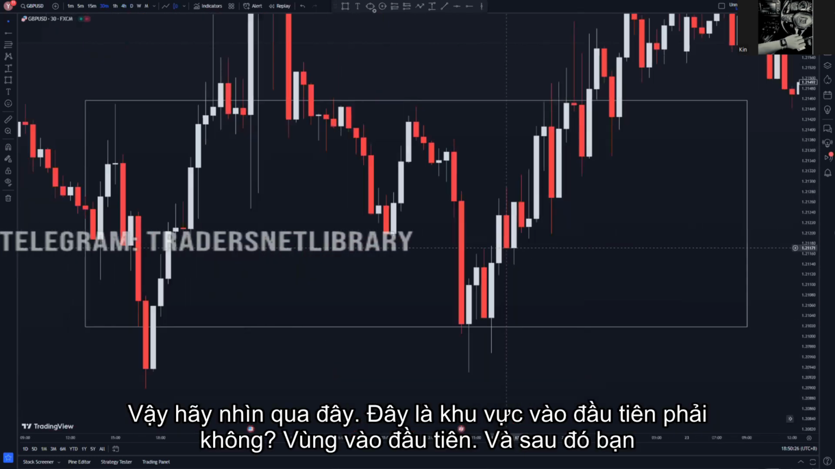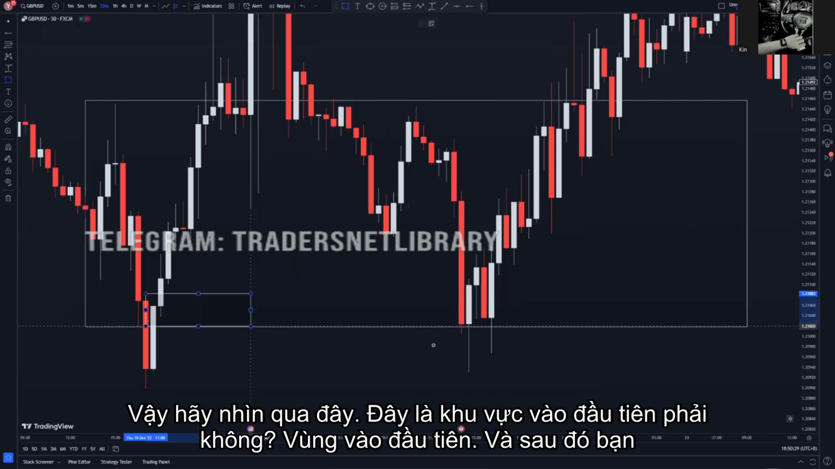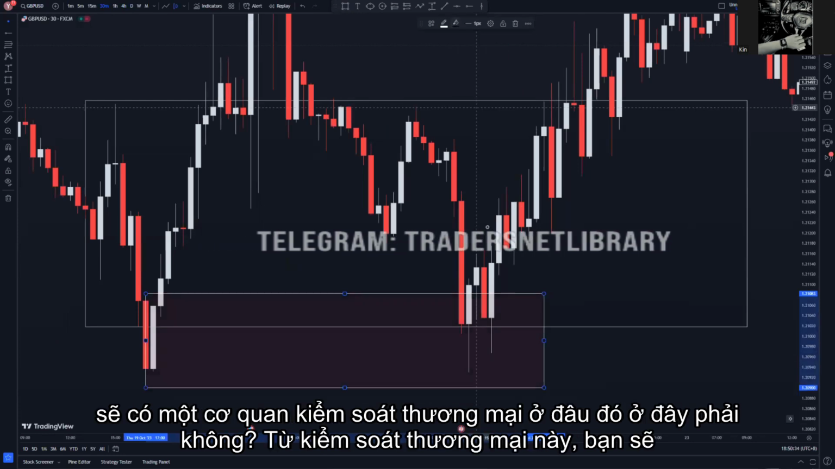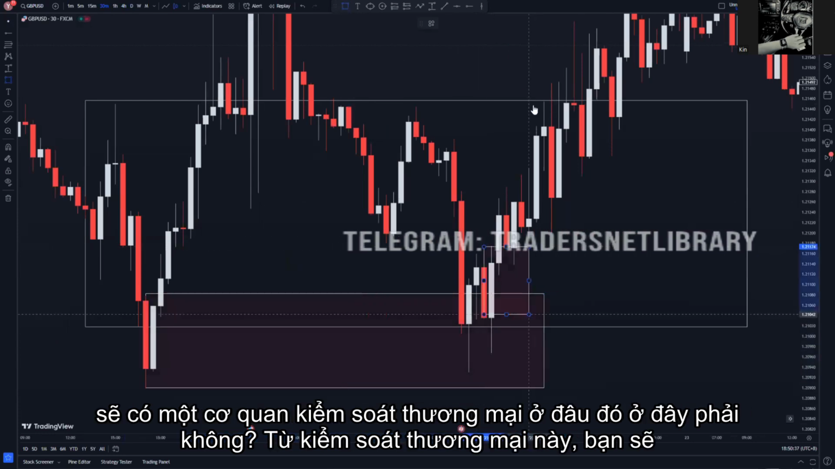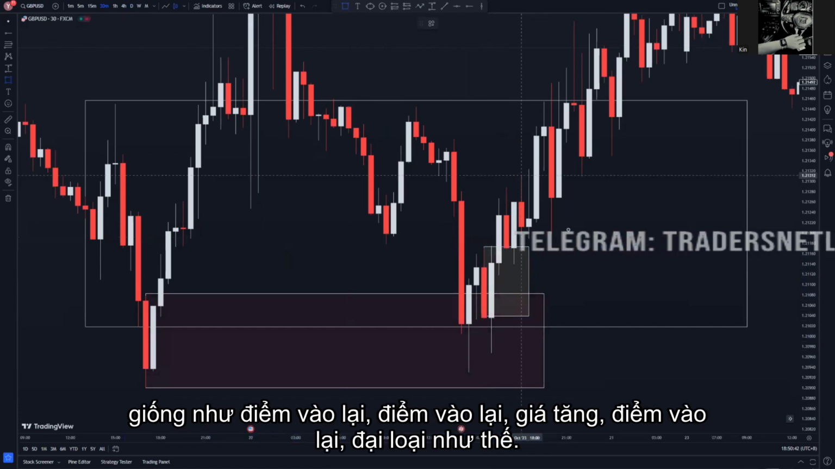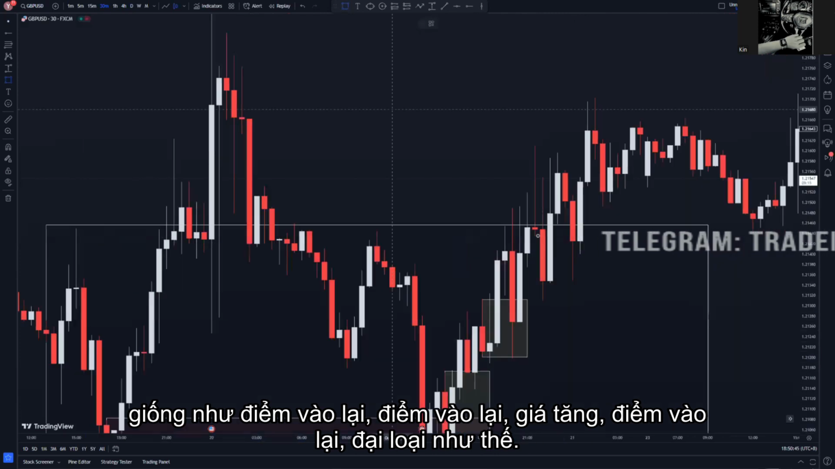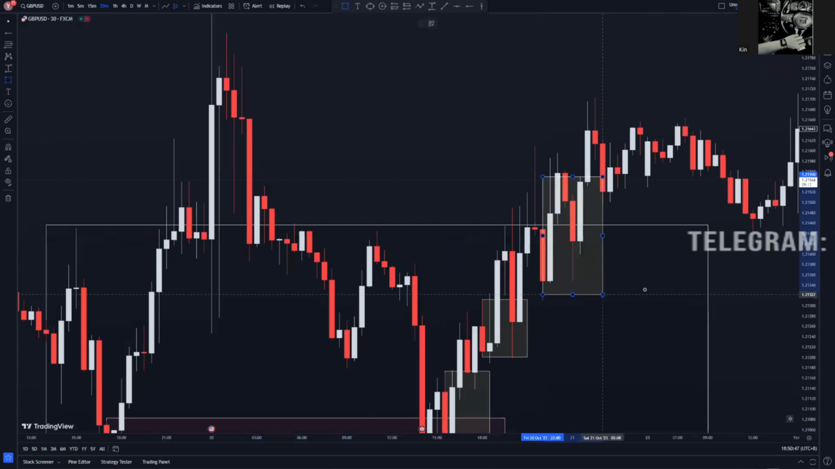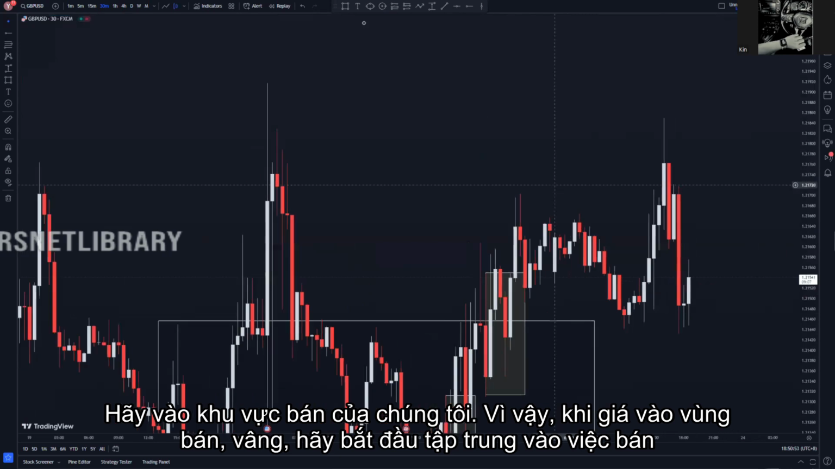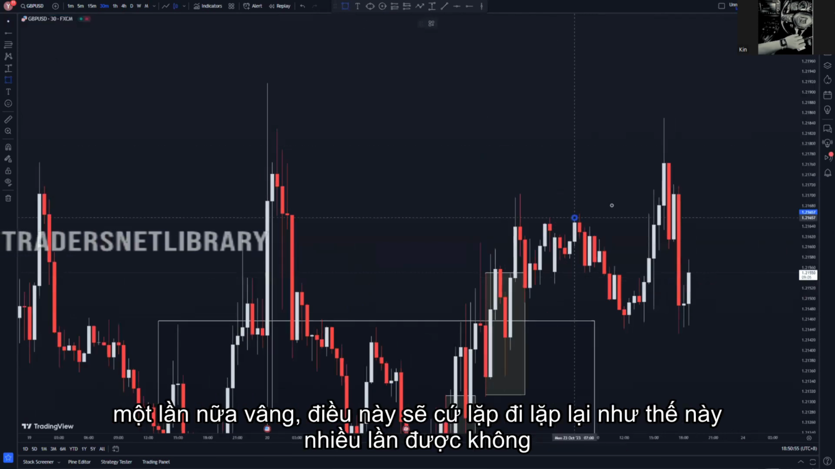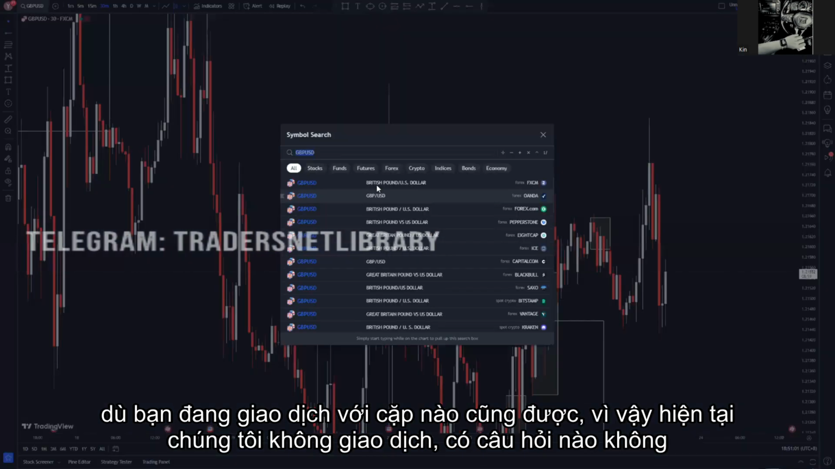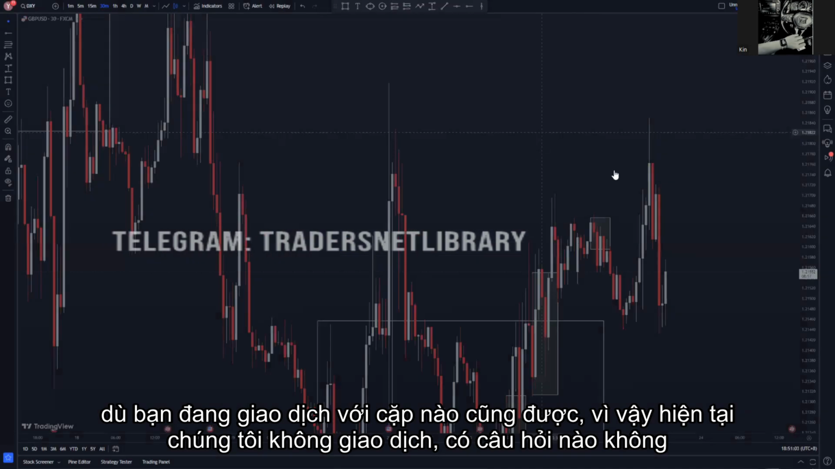So look over here. This one is the first entry zone. And then you're going to have the trade control somewhere around here, right? From this trade control, you're going to have the re-entry point. The price going up, re-entry, something like that, gets into our sell zone. So when the price gets into the sell zone, start to focus on the sell again. This thing is going to keep on repeating over and over, no matter what pair you are trading.